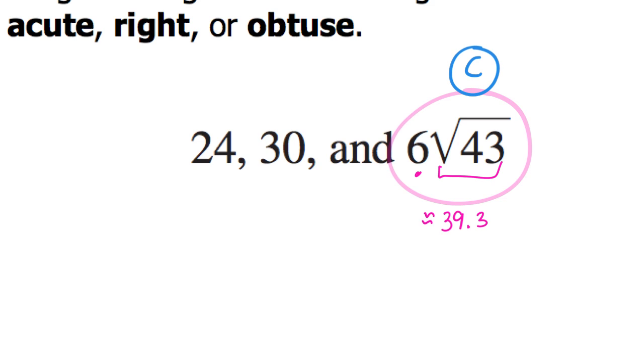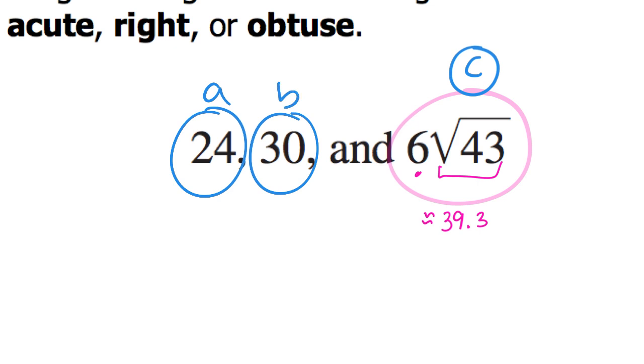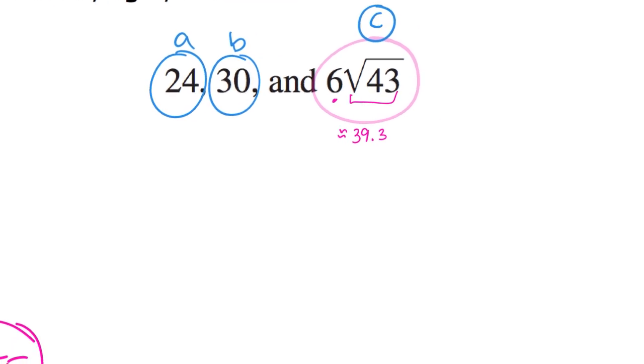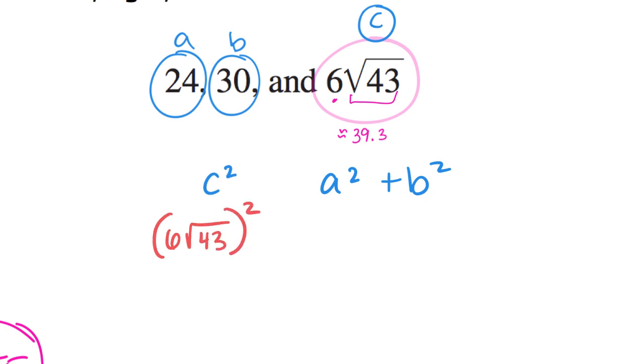And now we're going to do Pythagorean theorem. So let's go ahead and label everything. I'm going to call this one A and this one B, and we already have our C labeled. So I'm going to fill everything out. I'm going to put C squared first, and then my A squared plus B squared. So this would look like this. C squared is going to be a little weird. We're going to have 6 times the square root of 43, squared. So we'll deal with that in a second. And then over here, we're going to have 24 squared plus 30 squared.